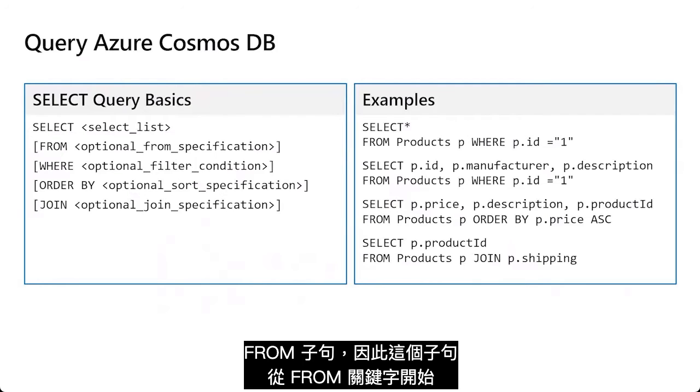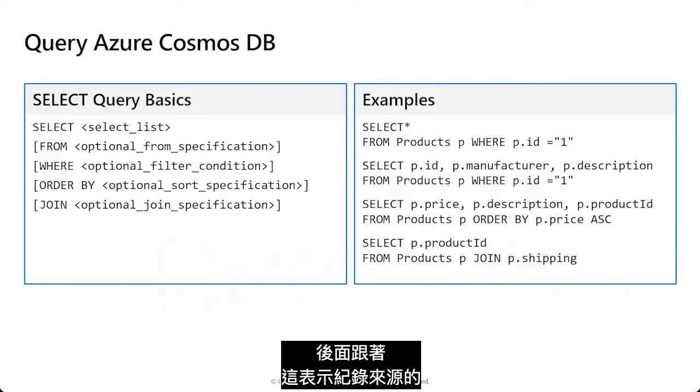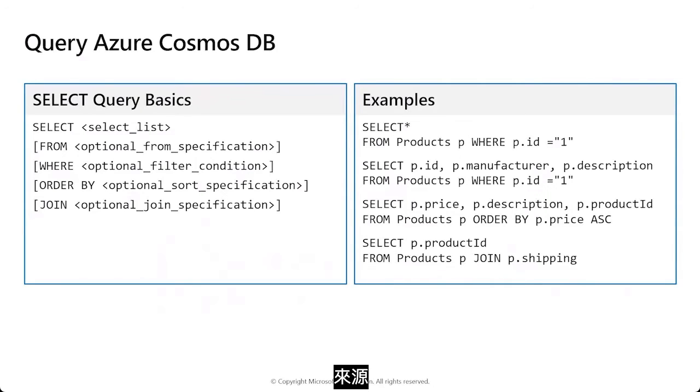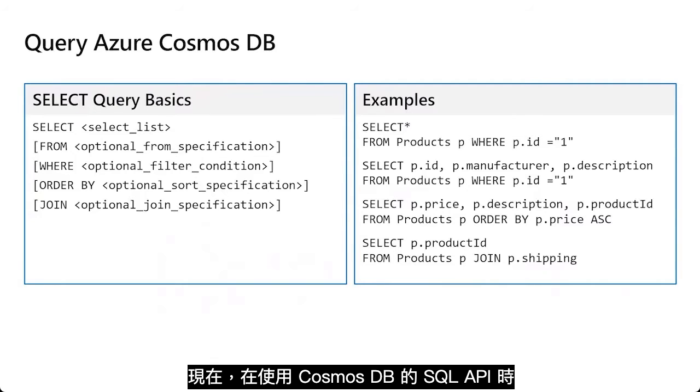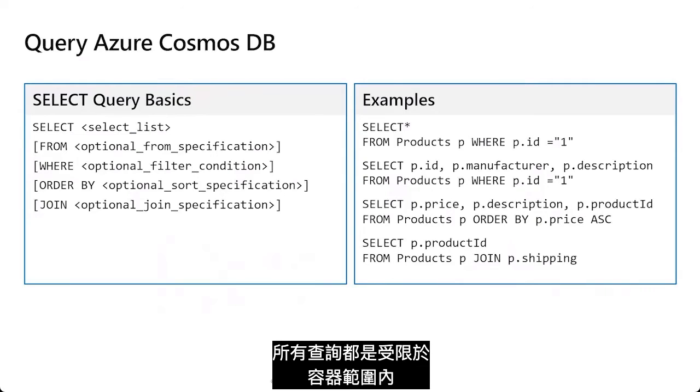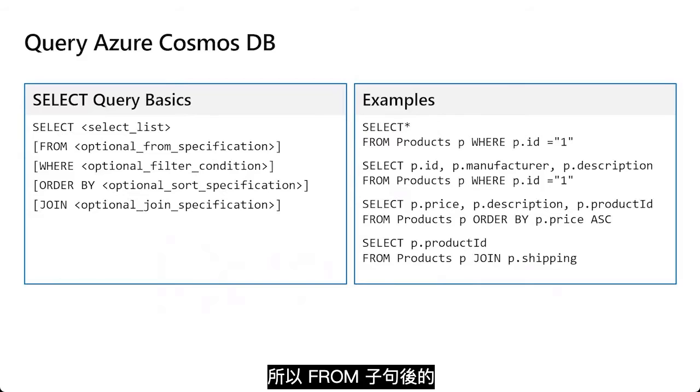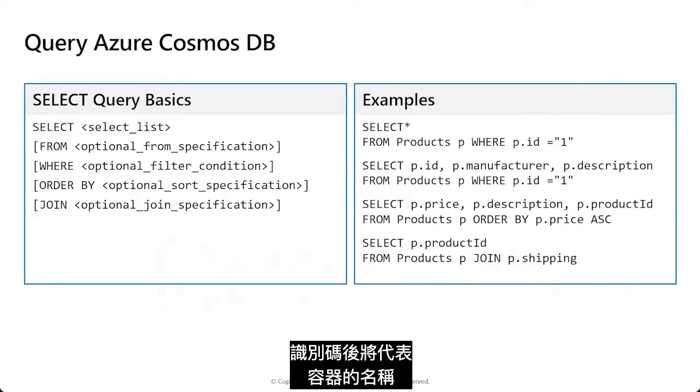The from clause, so this clause starts with the keyword from, followed by an identifier which represents the source of the records. And you can usually use an alias as well to identify where the source is coming from. So in a relational database query, that from clause would typically contain the table name. Now, using the SQL API for Cosmos DB, all the queries are limited to the scope of a container. So the identifier after the from clause would represent the name of the container.